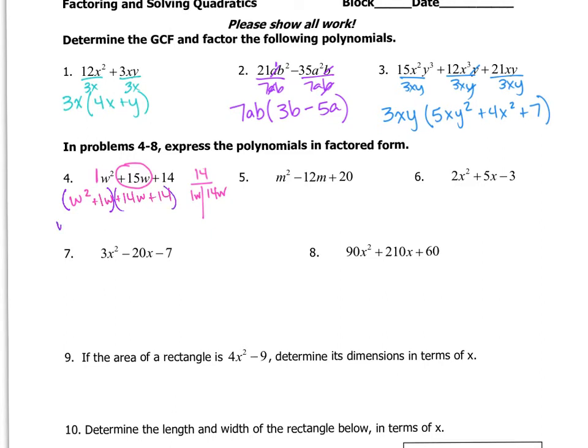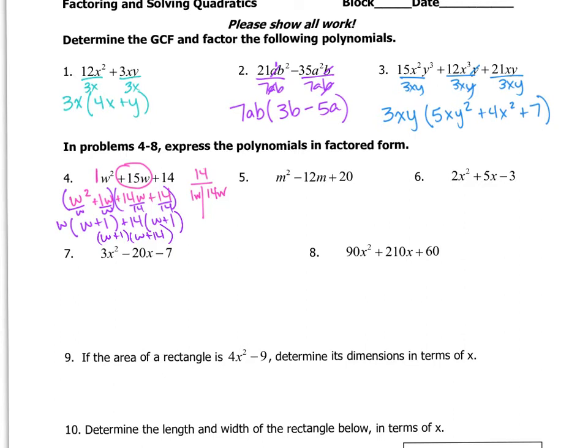So out of the first parentheses, we can take out just a w, and then we're left with a w plus 1. Then the second parentheses, we can take out a 14, and we're left with the w plus 1. Remember, those parentheses should match, so we can write our final factored form would be w plus 1 and w plus 14. Remember, those can be written in any order, either w plus 1 times w plus 14 or w plus 14 times w plus 1.